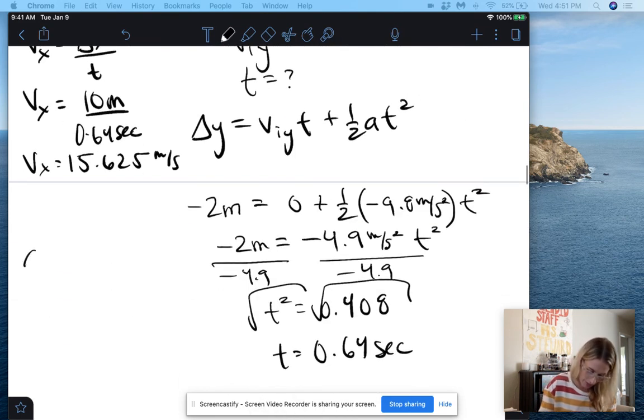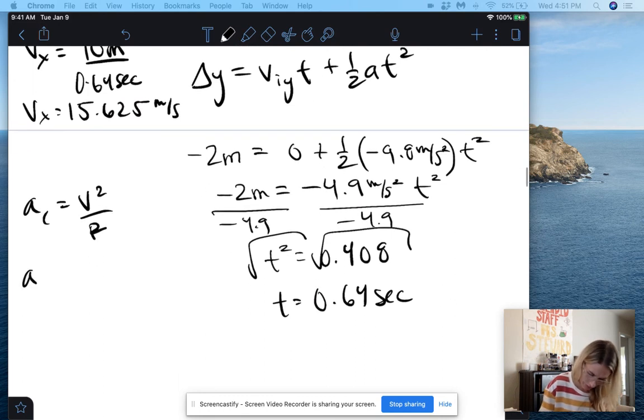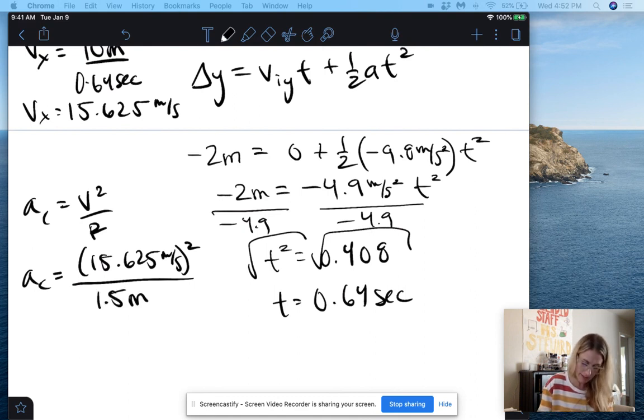So we get centripetal acceleration is equal to v squared over r. So v was 15.625 meters per second. We square that, divide by the radius, which was 1.5 meters, and that was given in the problem. So I'm going to square this answer and then divide by 1.5. And I get the acceleration is equal to 162.76 meters per second squared.